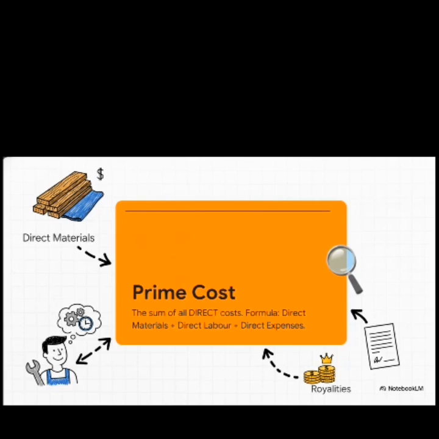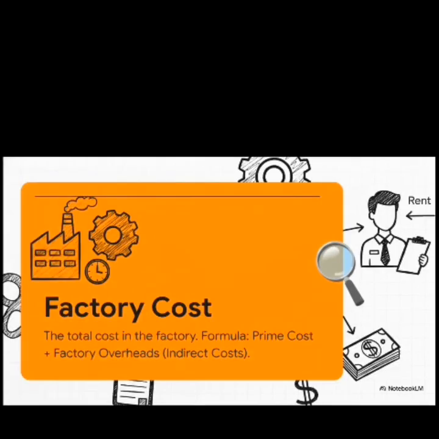All right, first on the list, prime cost. This is the absolute foundation of your production cost. It's the sum of all the direct costs, the stuff you can literally point to in each thing you're making. We're talking about the raw materials, the wages for the people physically building it, and any other direct expenses, like, say, royalties.